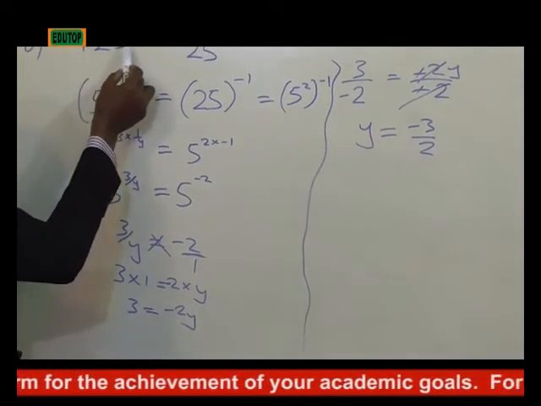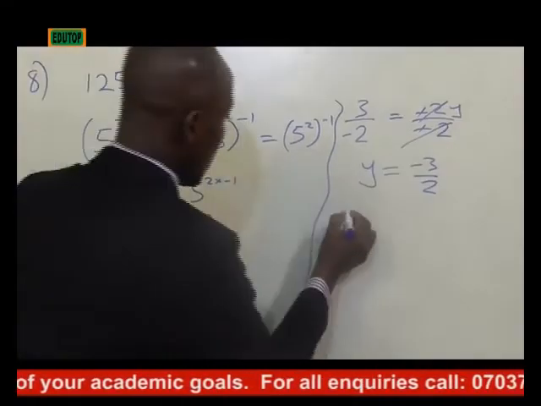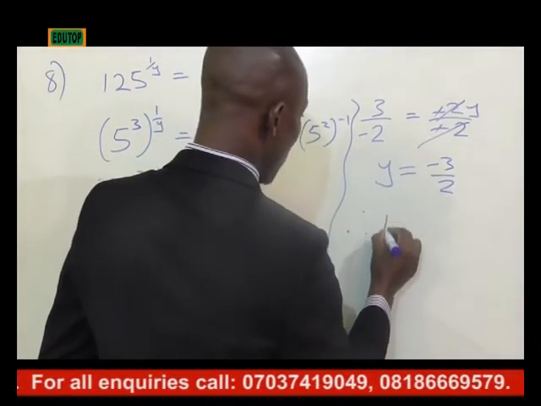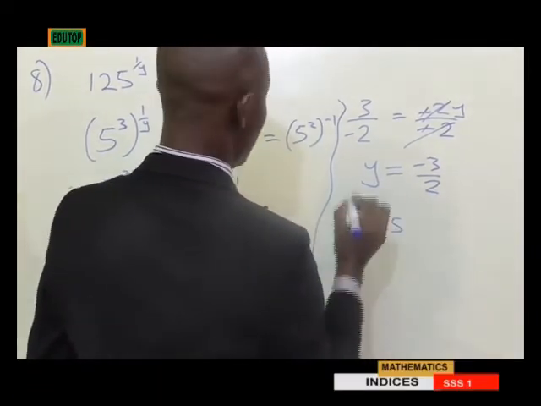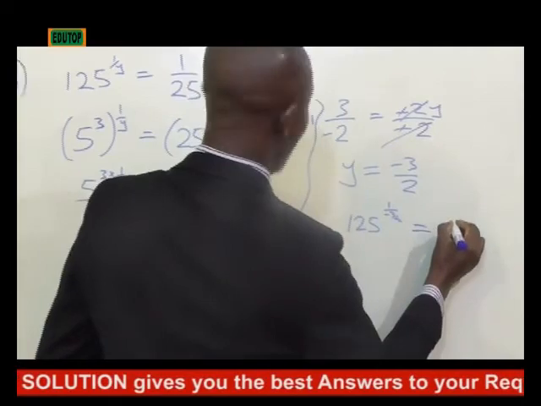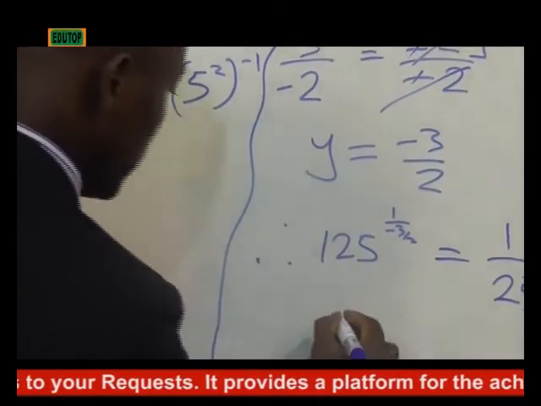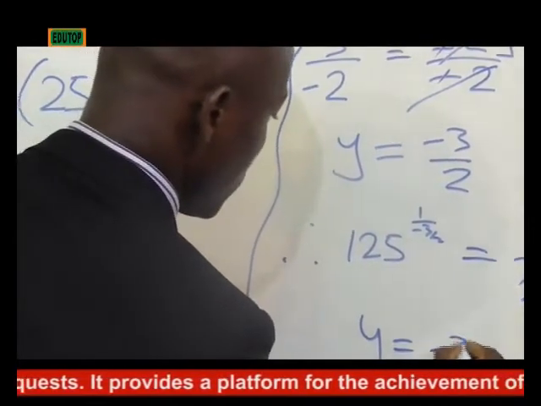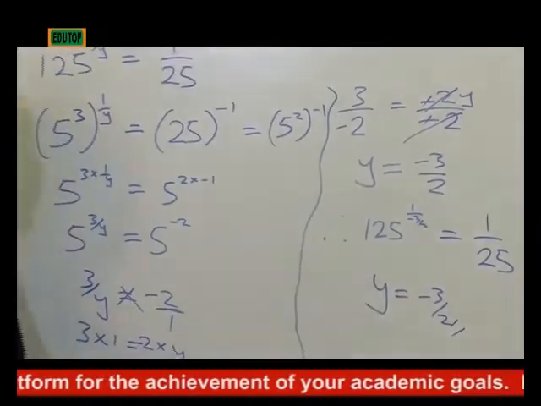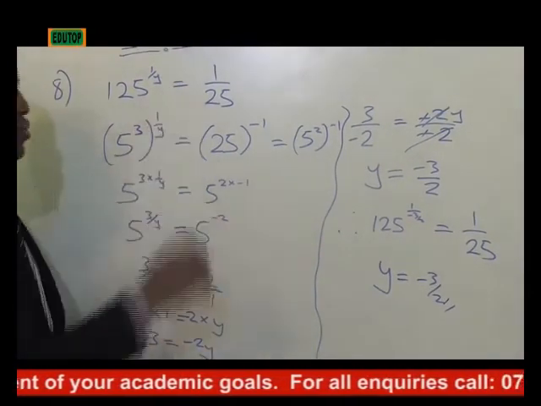for which 125 raised to power 1 over y is equal to, that means, therefore we can conveniently say that 125 to the power 1 over minus 3 over 2 is equal to 1 over 25. That is our y is equal to minus 3 over 2 from what we have here. And that's just what was substituted into the question.